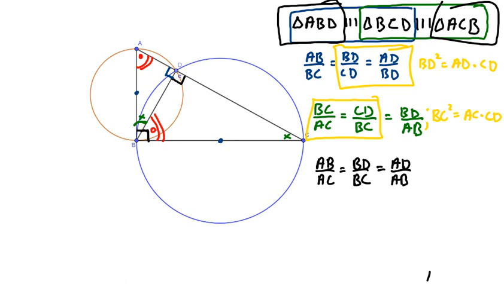And I want you again to note, I'm going to go for ratios that are going to give me a square. It is this one here. So this one will give me the following. I will get AB squared equal to AD times AC.